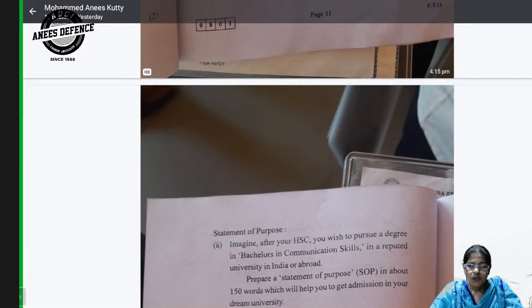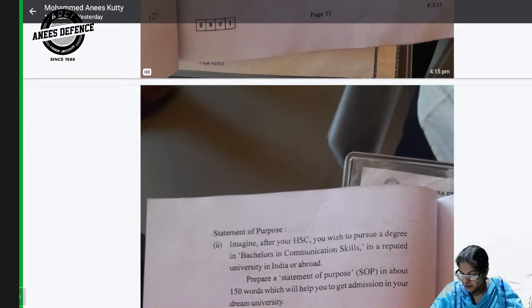You know, they'll have thousands of applications. How do you stand out? And why do you think you're a great fit, etc.? And you can also add your extracurricular activities, so on and so forth. Now, they've asked you for about 150 words. That will be roughly one and a half pages.